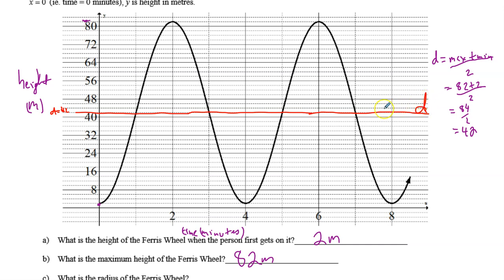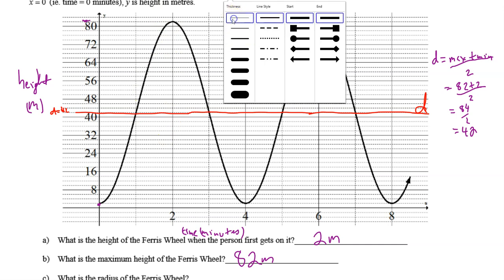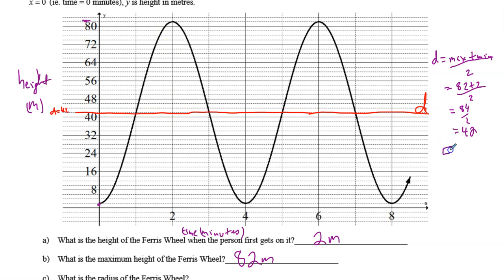So that's our d value. So what is the radius? Well, it turns out that in sinusoidal, the radius is actually the amplitude. So how do we get amplitude? Because the radius is the distance from the middle to the max or to the min, right? So for us, that's the amplitude.